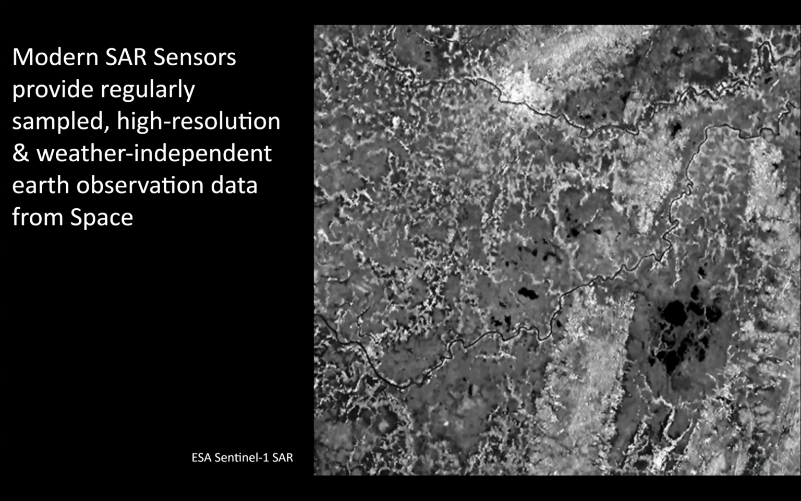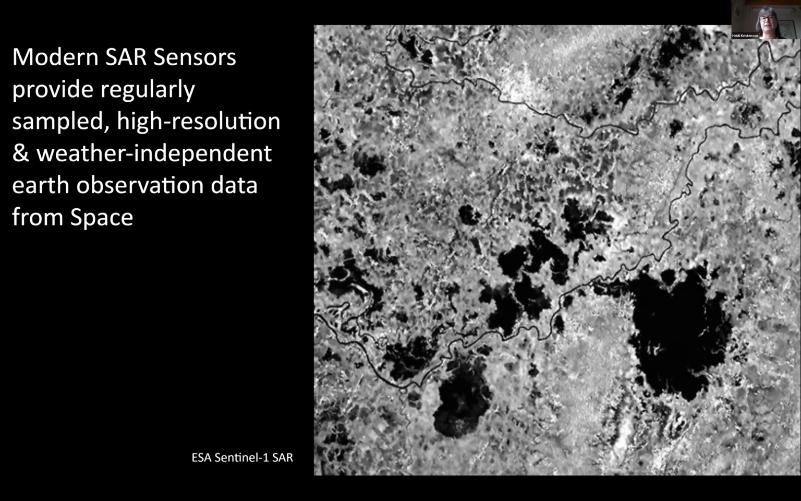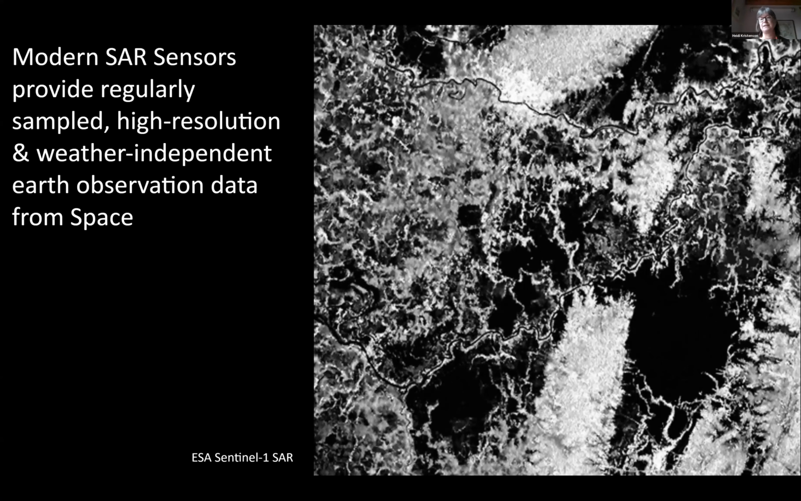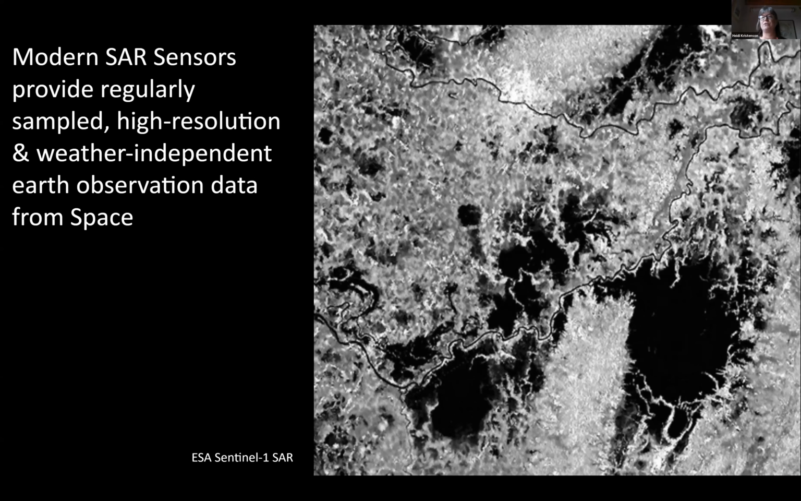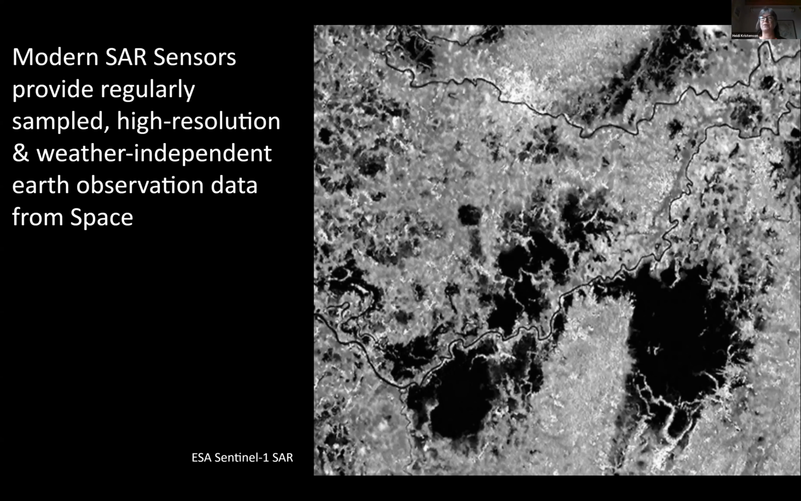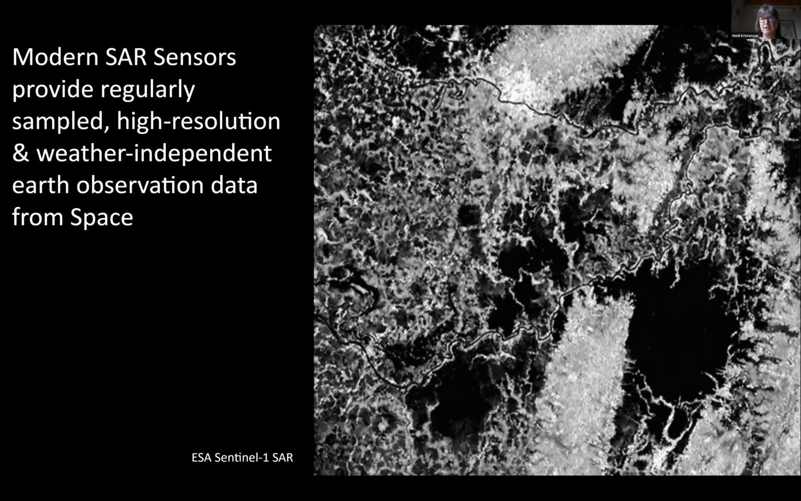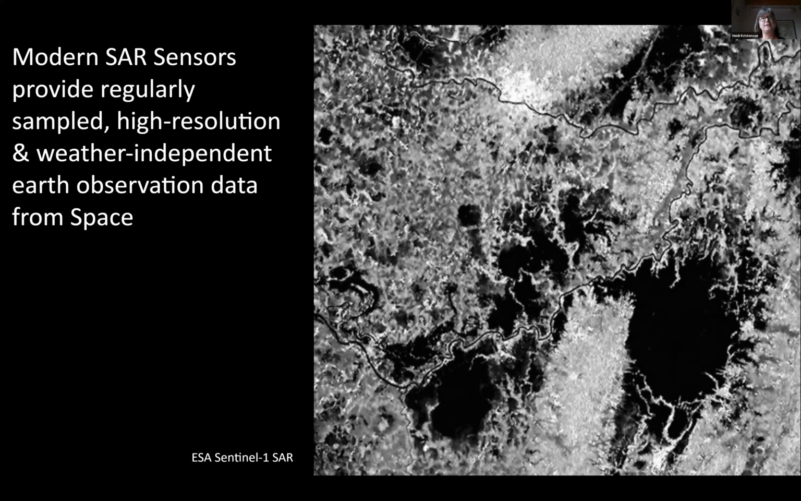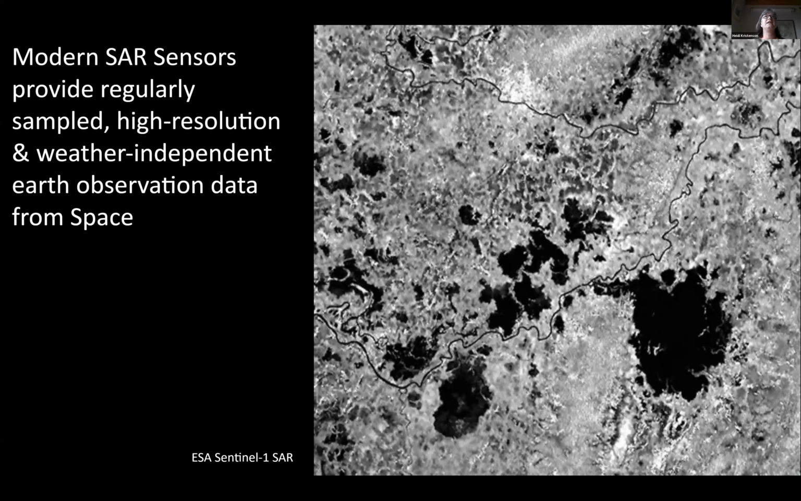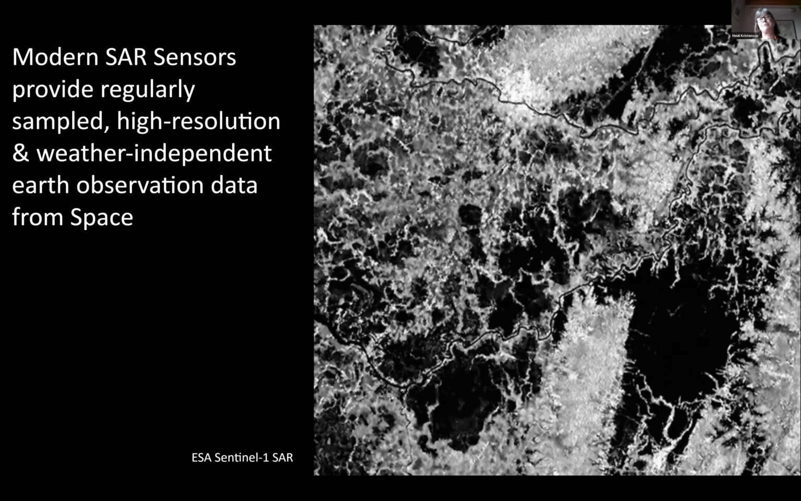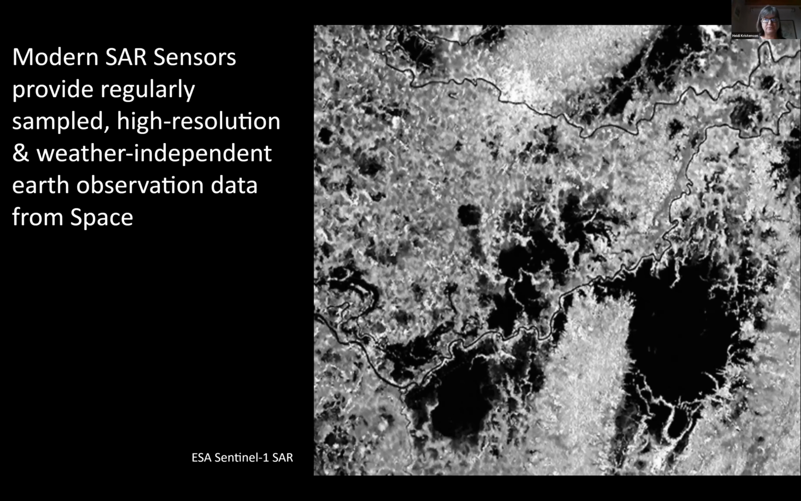So these capabilities make it possible to have these regularly sampled, high resolution and weather independent Earth observation data from space, which really lends SAR well to a time series approach, looking at processes consistently through time. It does tell you different things than optical imagery does, so it can't be used as a direct replacement. But for areas that are especially prone to cloud cover, it can be a very valuable tool for monitoring surface processes.